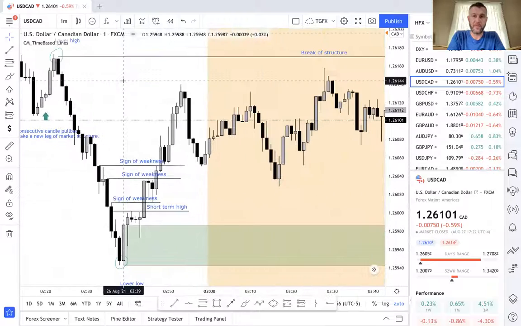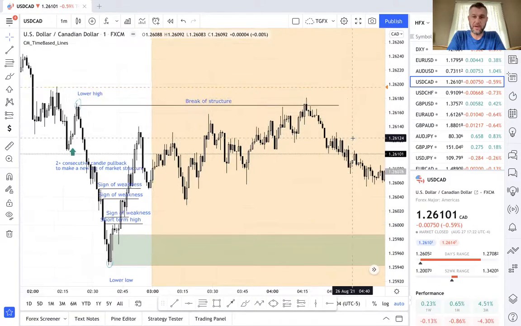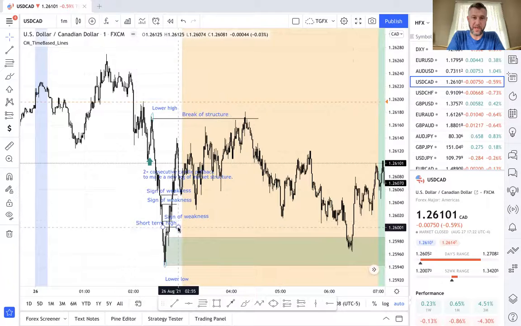If I zoom out, you'll notice right over here, what does it do? Boom, it breaks up right above that lower high and then starts to come back down. As you keep zooming out, this is on the 1 minute, so this was like 2:39 and this is 6:30.